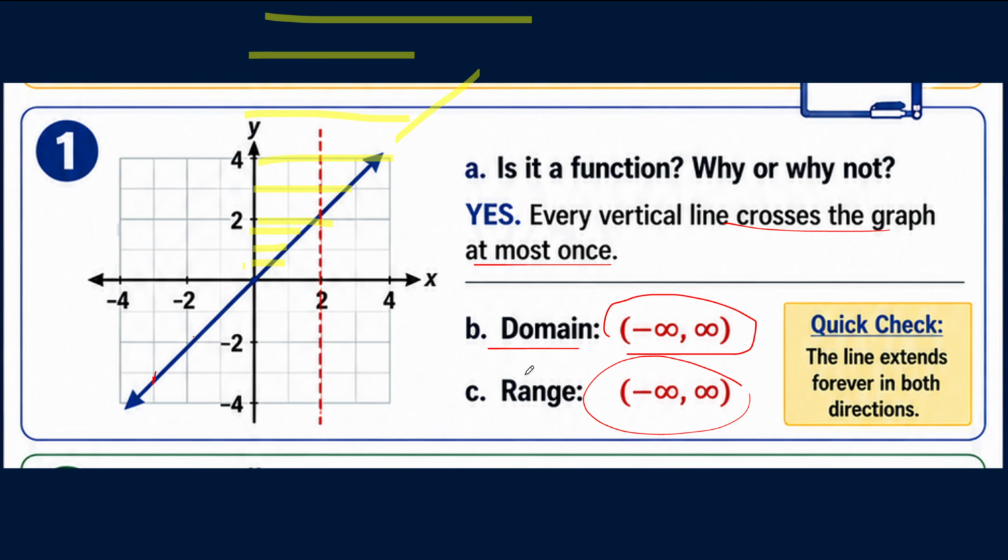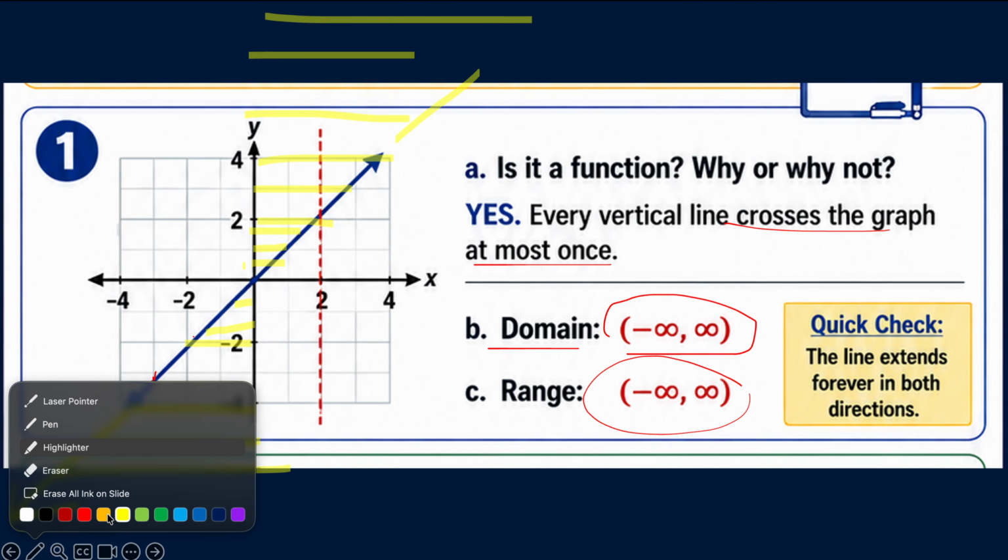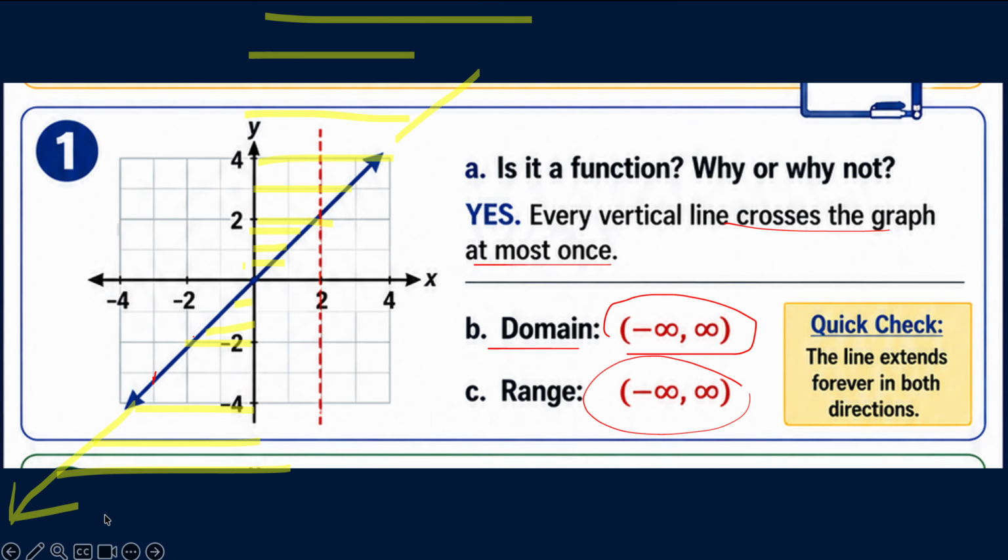Pero, start tayo sa baba. Negative infinity, kasama ba yun? Yan, negative 1, negative 2, negative 4, negative 1,000. As you can see, tuloy-tuloy kasi yan. Di ba? Kaya meron tayong range na negative infinity to positive infinity. By the way, the line extends forever in both directions. That is why that is the domain and range.